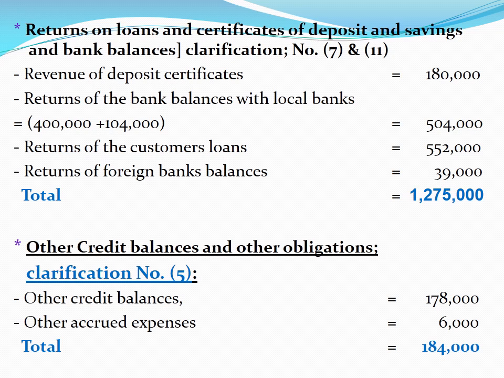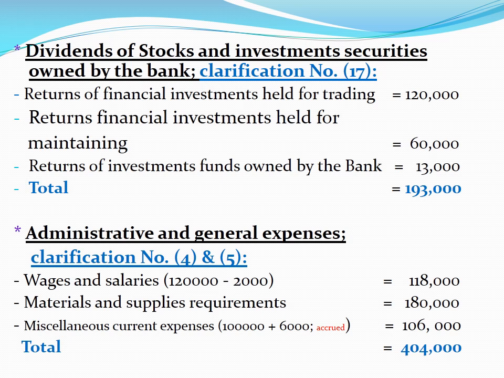Other credit balances and other obligations. This is an other debit balance in the asset, and it will be on the liability side regarding adjustments. We have other credit balances 178 from the trial balance, and other accrued expenses 6,000 appear through your adjustment. So the total is 184.